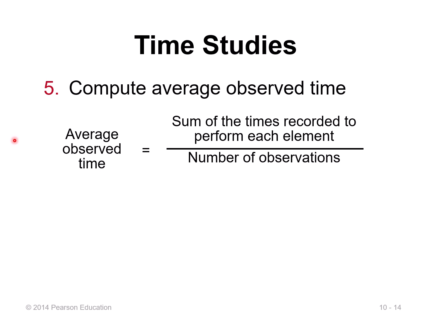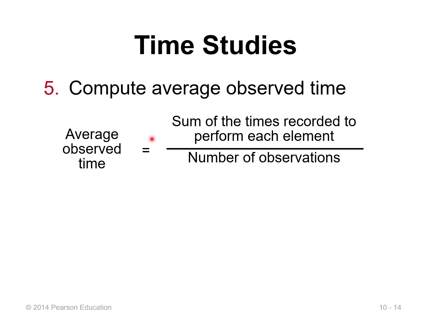So the fifth step is to compute the average observed time. This is calculated by dividing the sum of all recorded times for a task by the number of observations. These steps help smooth out variation in individual performance.